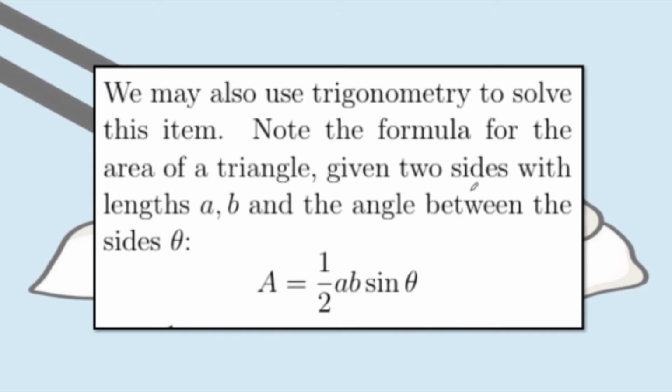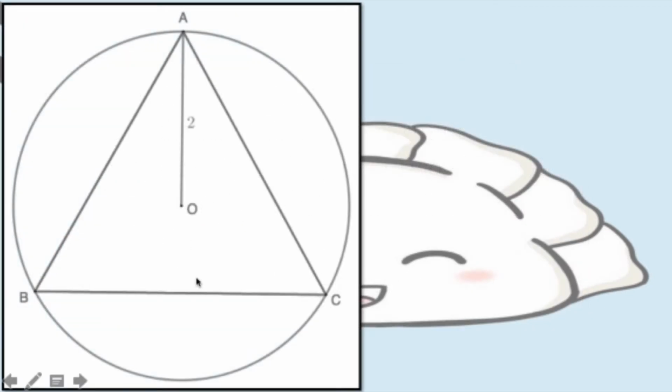Note the formula for the area of the triangle given two sides with lengths A and B and the angle between them, theta. Note that theta here is an angle, so we can express the area in terms of 1/2 times AB times sine of the angle theta. So let us use this solution in this item.